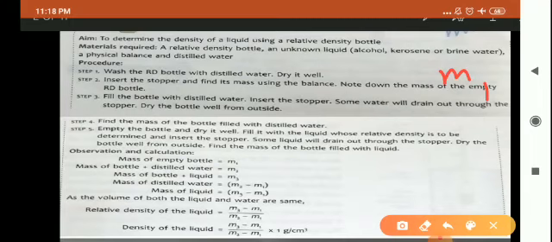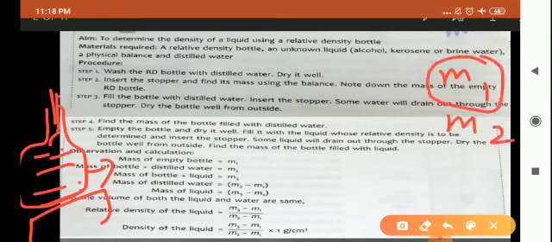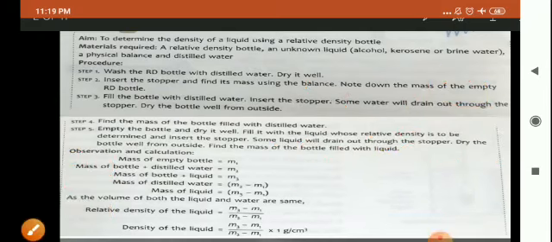Okay. Now again you are going to take the same RD bottle. RD bottle means relative density bottle, and you are going to fill this bottle with distilled water. And again you are going to weigh it on the physical balance, and suppose this time the mass of the bottle is M2. What was M1? M1 was the mass of the empty RD bottle. Okay. And M2 is the mass of the RD bottle plus distilled water.